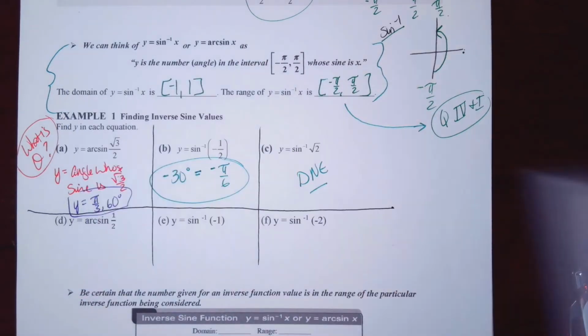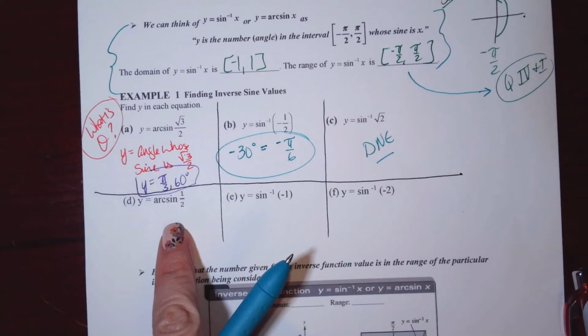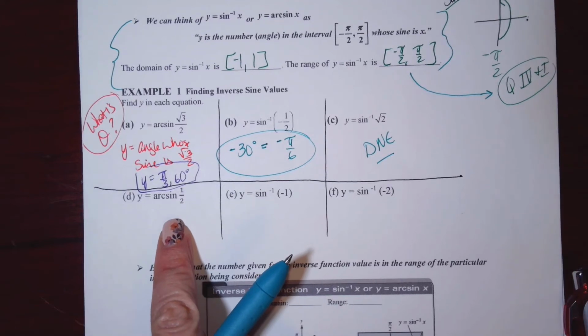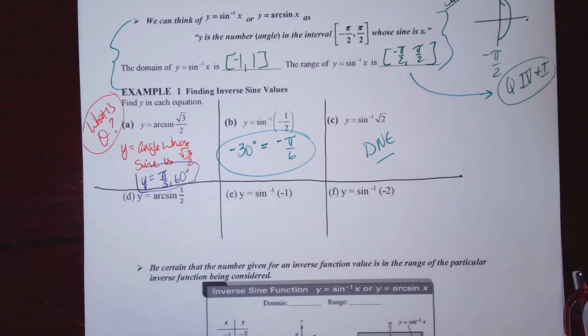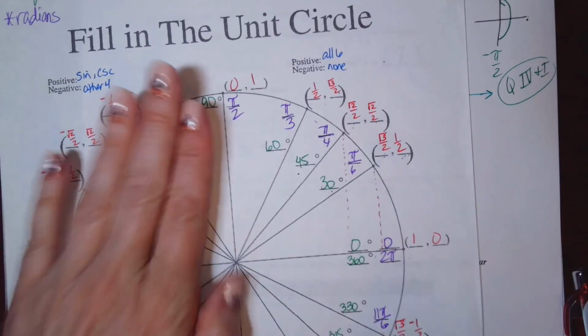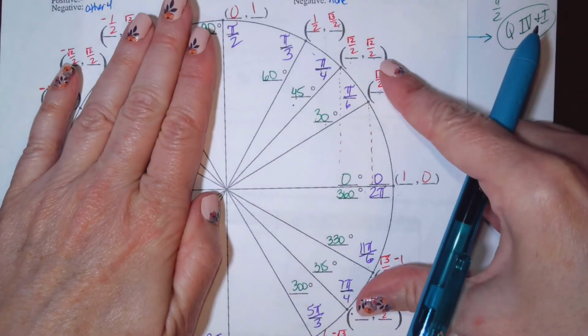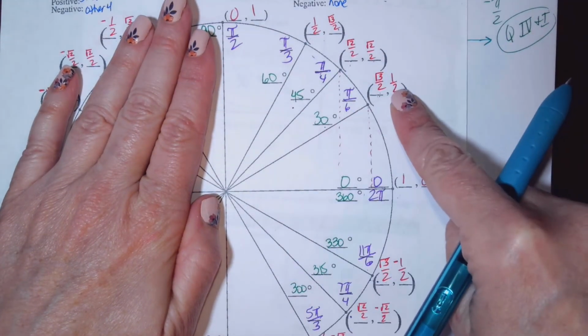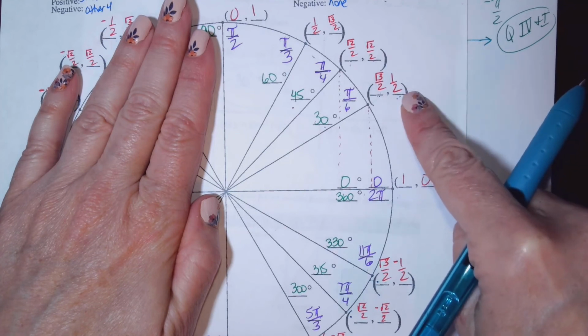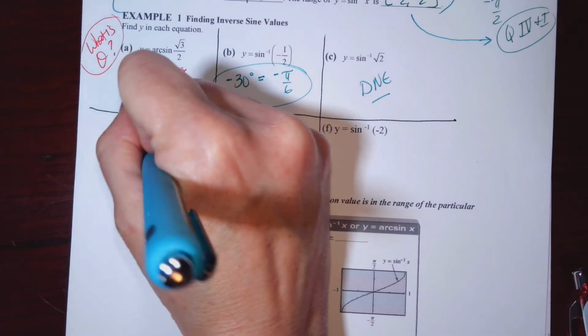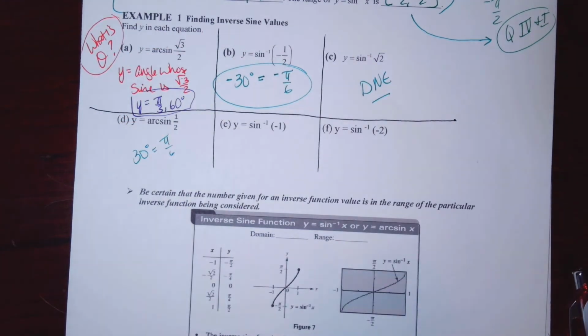All right, what about arcsine of positive 1/2? Arcsine is restricted to quadrants 4 and 1, positive in quadrant 1. Where the sine function value is positive 1/2, we're right here. So that would be 30 degrees or pi/6.